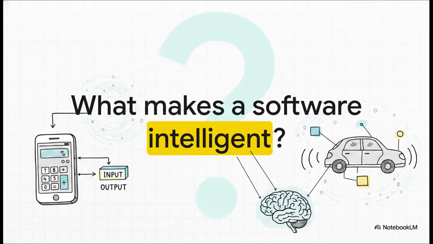But before we get completely lost in the technical architecture, I want you to consider a fundamental question. What is the actual difference between the calculator app on your phone and the software running, say, a self-driving car? At the end of the day, they're both essentially just lines of code, right? Processing inputs to generate outputs. So where is that line? What actually crosses the line into genuine intelligence?